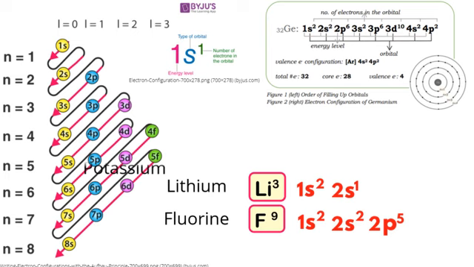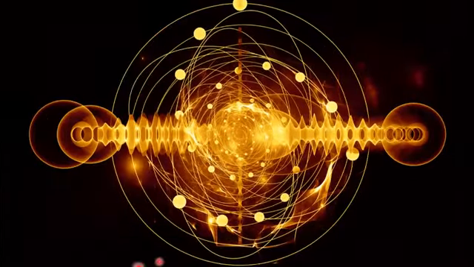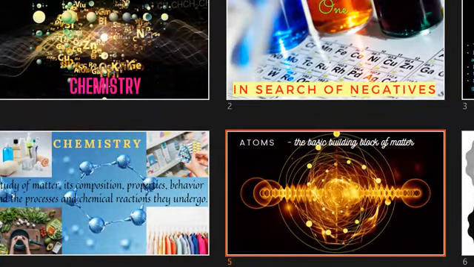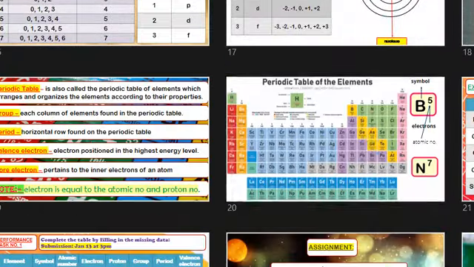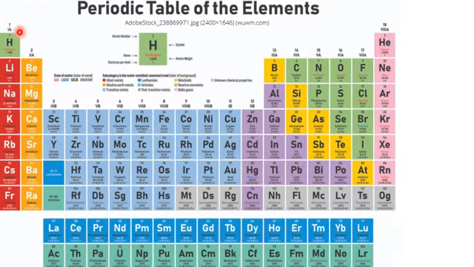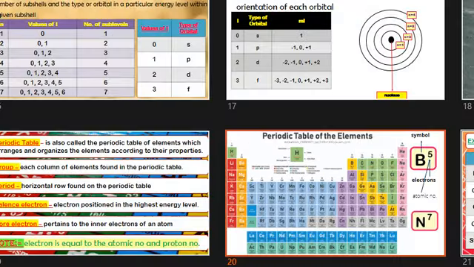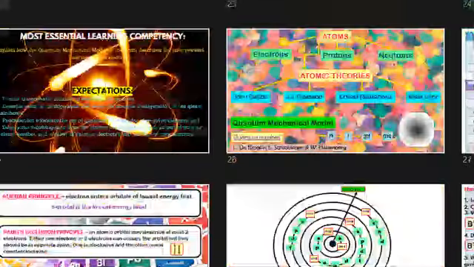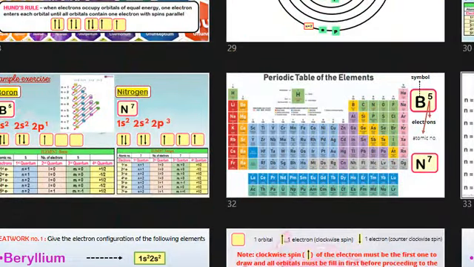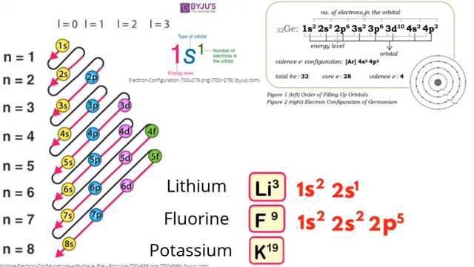Okay, another example to make you understand. Potassium. Let's find potassium in the periodic table. You have your periodic table. What do you think is the atomic number of potassium? It is symbolized by the letter K. And if you count it, potassium is the 19th element in the periodic table. So, K is the symbol and 19 is the atomic number. Okay, let's start again with 1s.